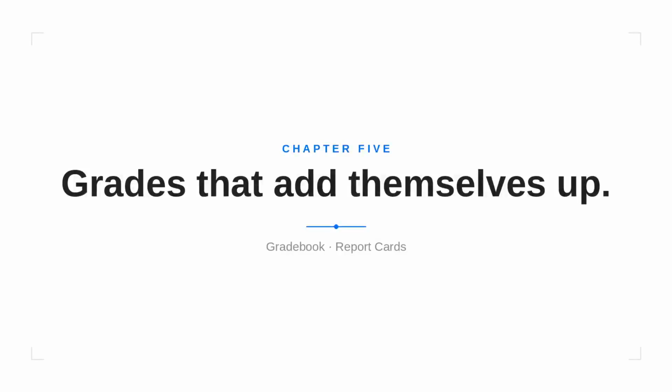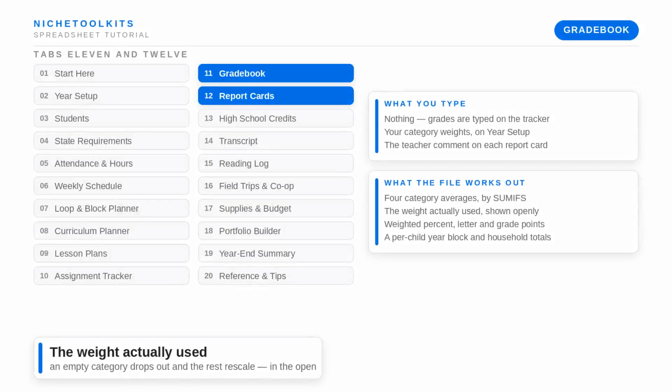Chapter 5. The gradebook and the 3 report cards that print from it. You never type a grade on the gradebook. It reads the assignment tracker and averages each category for every child in every subject, then applies your weights from year setup. Here is the honest part. If a category has no graded items yet, it drops out and the remaining weights rescale, and the sheet shows the weight it actually used rather than quietly dividing by a category you have not started. Report cards mirror all of it onto 3 printable pages.